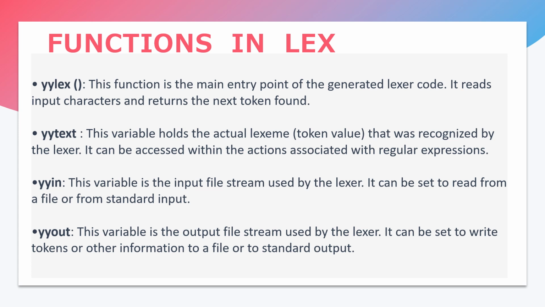yyin. This variable is the input file stream used by the lexer. It can be set to read from a file or from the standard input. yyout. This variable is the output file stream used by the lexer. It can be set to write tokens or other information to a file or to standard output.